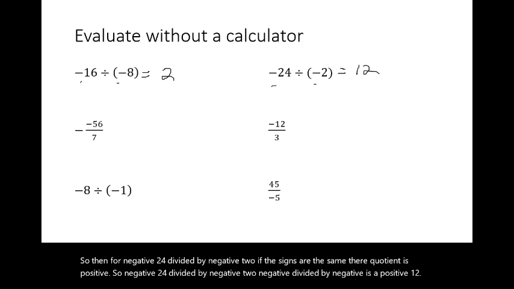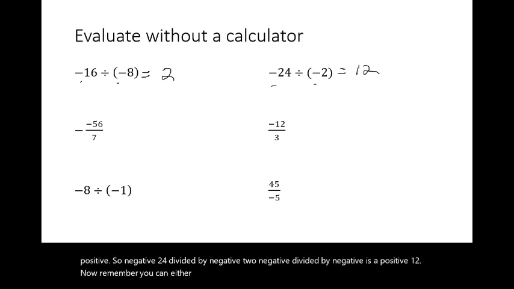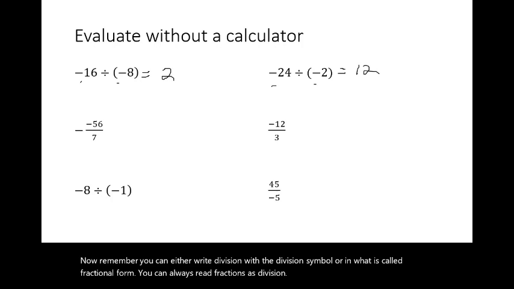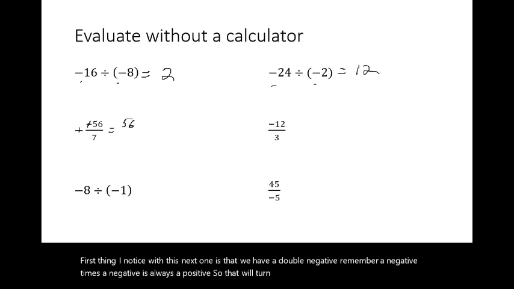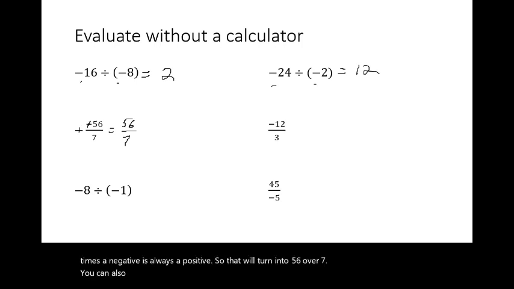Now remember, you can either write division with the division symbol or in what is called fractional form. You can always read fractions as division. First thing I noticed with this next one is that we have a double negative. Remember, a negative times a negative is always a positive. So that will turn into 56 over 7. You can also think of this as 56 divided by 7. 56 divided by 7 is 8.